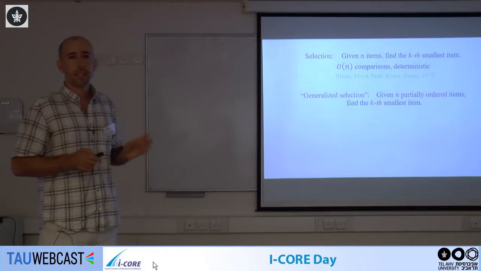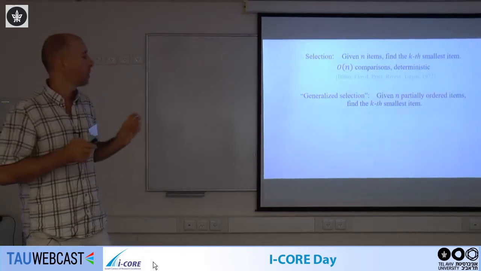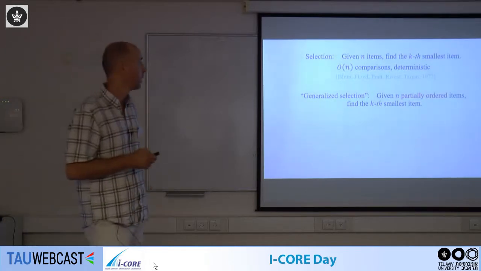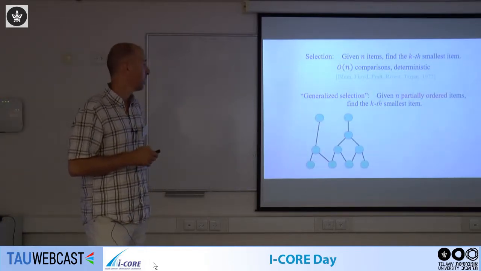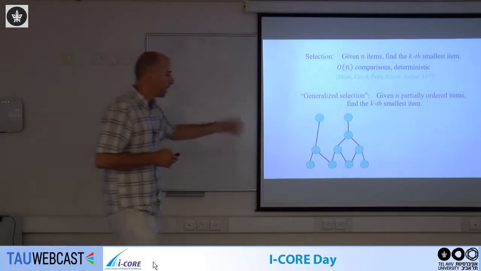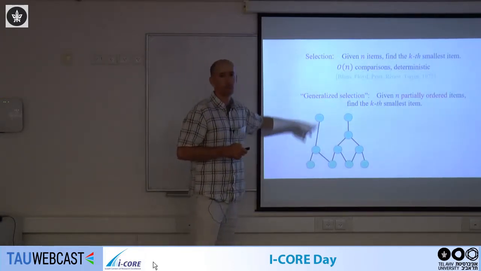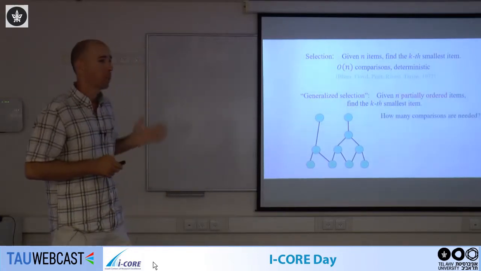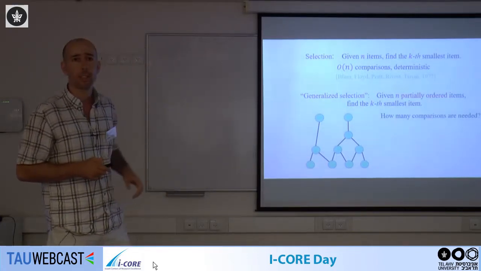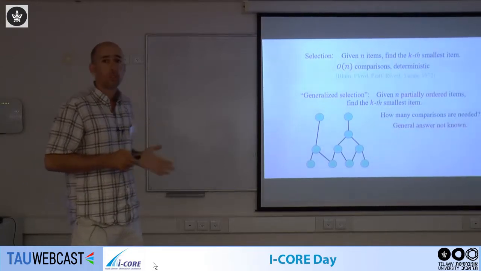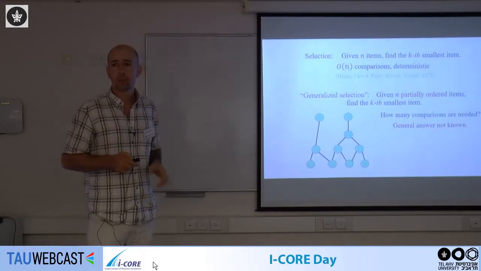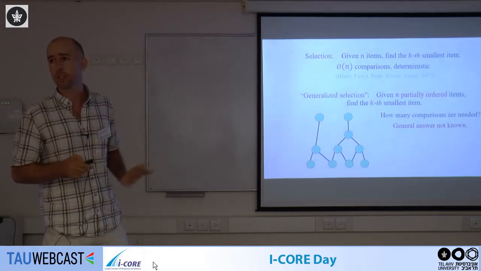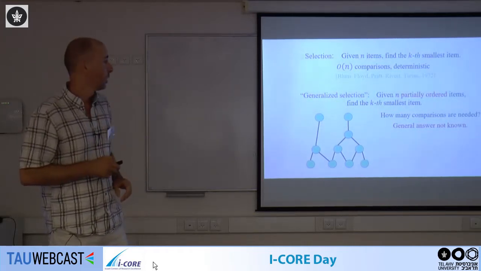What if for these n items, you know some partial order on them, you know for some pairs which is greater and which is smaller, and then you need to find the kth smallest. So you have something like this, where a line means that for this comparison we know that one item is smaller than the other. How many comparisons do we need then to find the kth smallest? In general, it is not known. For sorting, we have a pretty good idea about this question, but for selection, it's much less known.